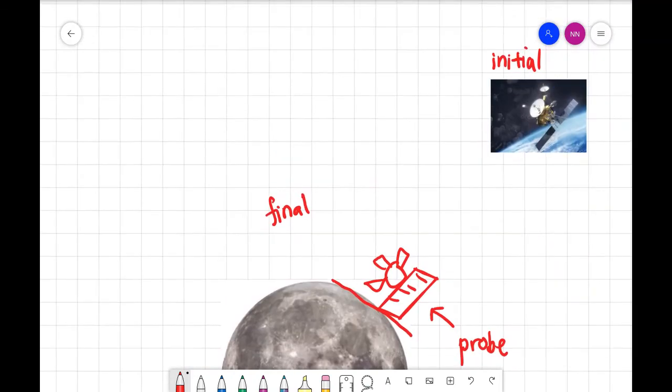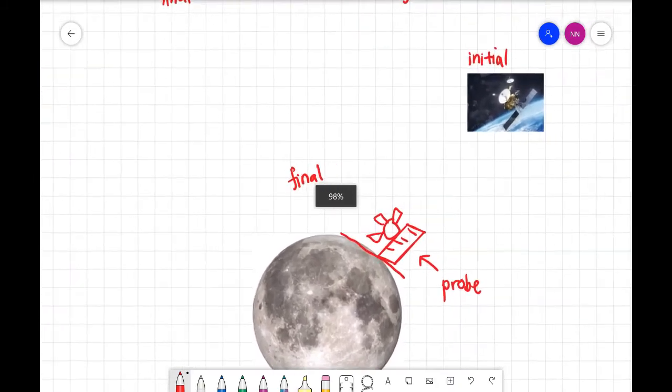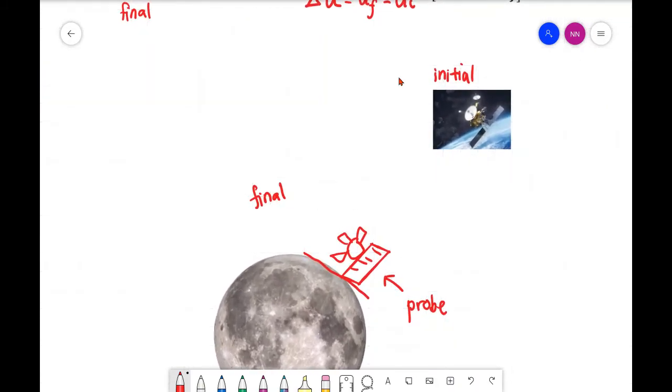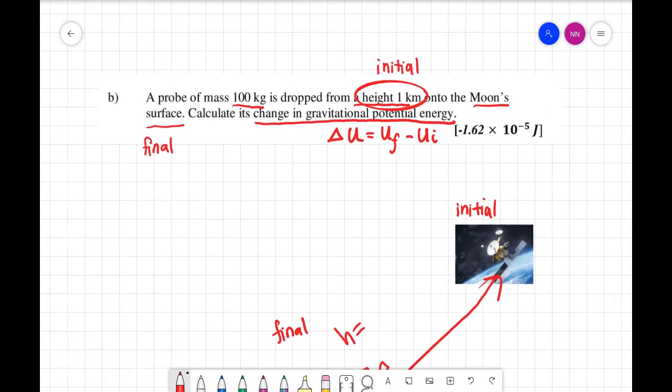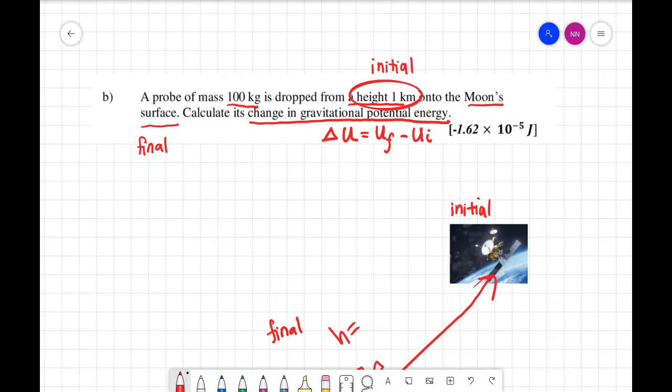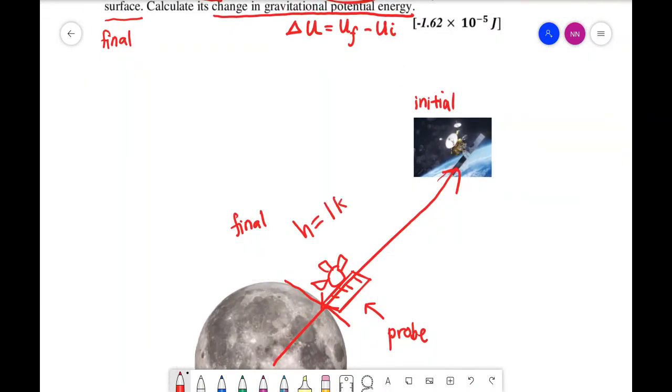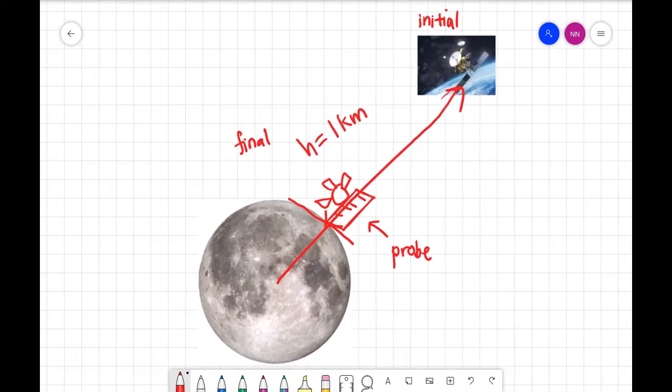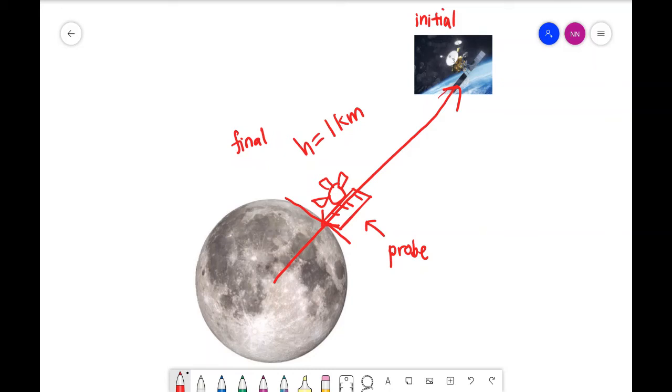Probe ni adalah spacecraft. Okay, so dia daripada ketinggian dia ni sampai moon surface adalah, sorry, 1 km. Okay, 1 km at height 1 km from moon surface. Okay, and then they drop sampai dekat moon surface. Okay, so ini sampai sini je lah. Okay, 1 km ni sampai moon surface saja.